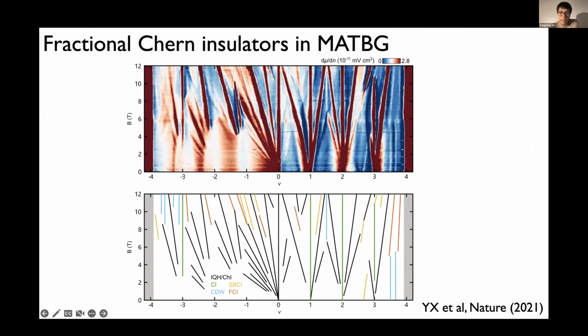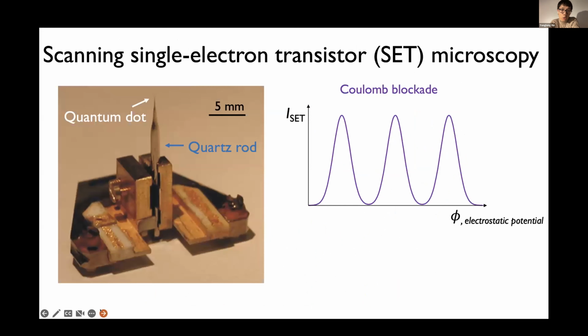This is the data we have obtained, and I will tell you in a minute how we detect this. But just to give you an overview, we detect a number of fractional Chern insulators and also other phases that are quite interesting. The technique that I use is called scanning single electron transistor. On the left-hand side, I'm showing you how the tip looks. The way we do this is we pull a very small cross tip to form a tip apex of the order of 100 nanometers, and then make a quantum dot at the apex.